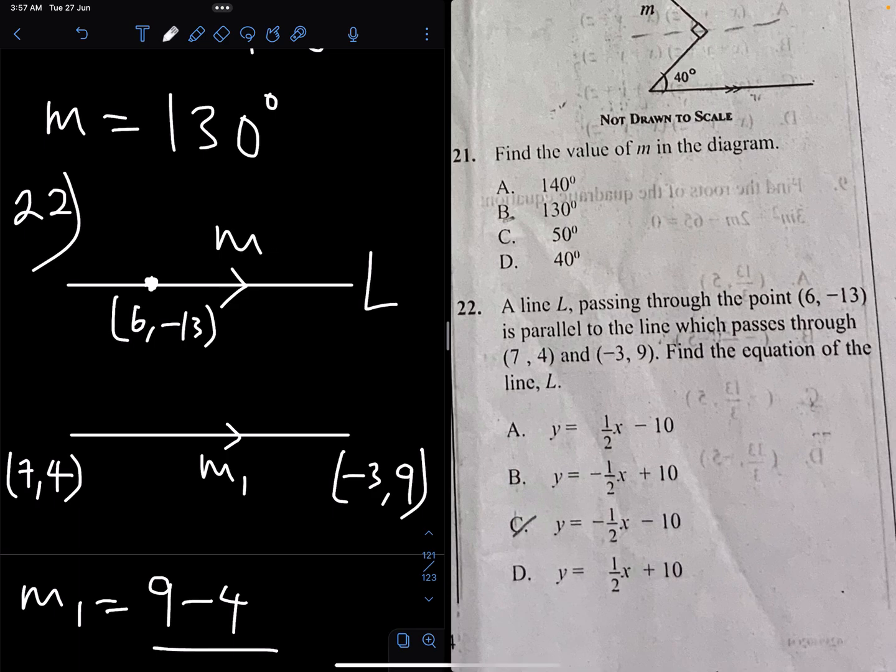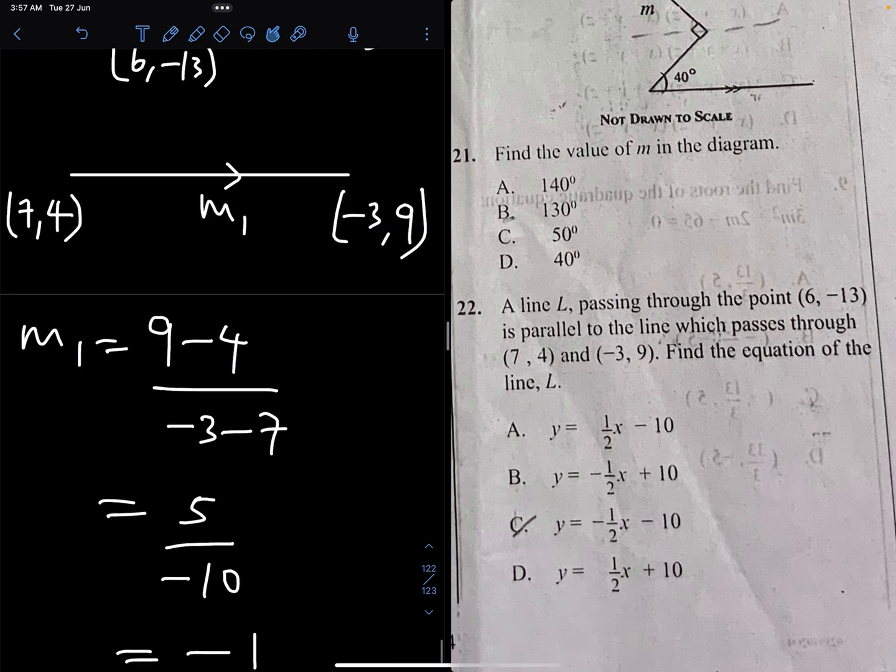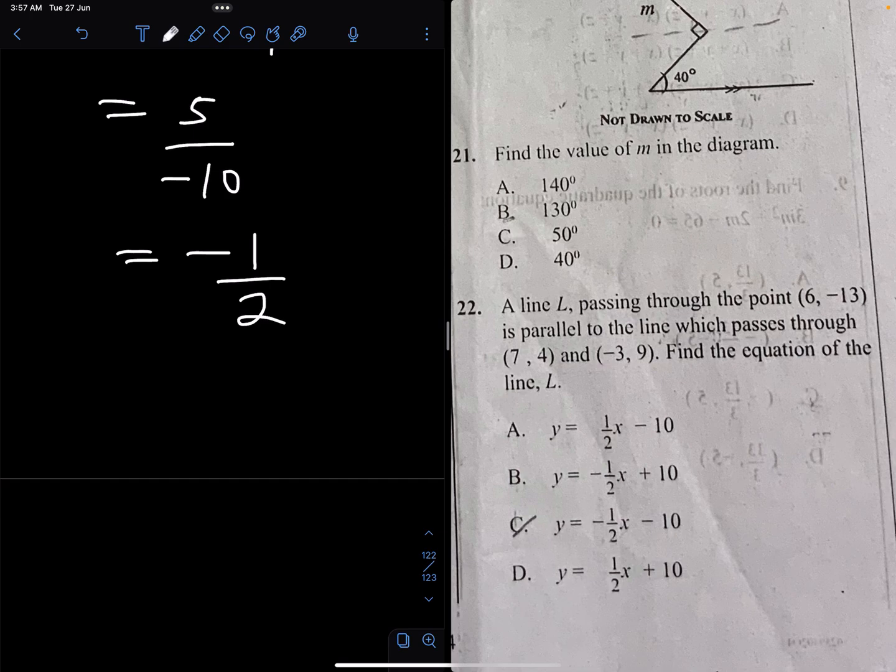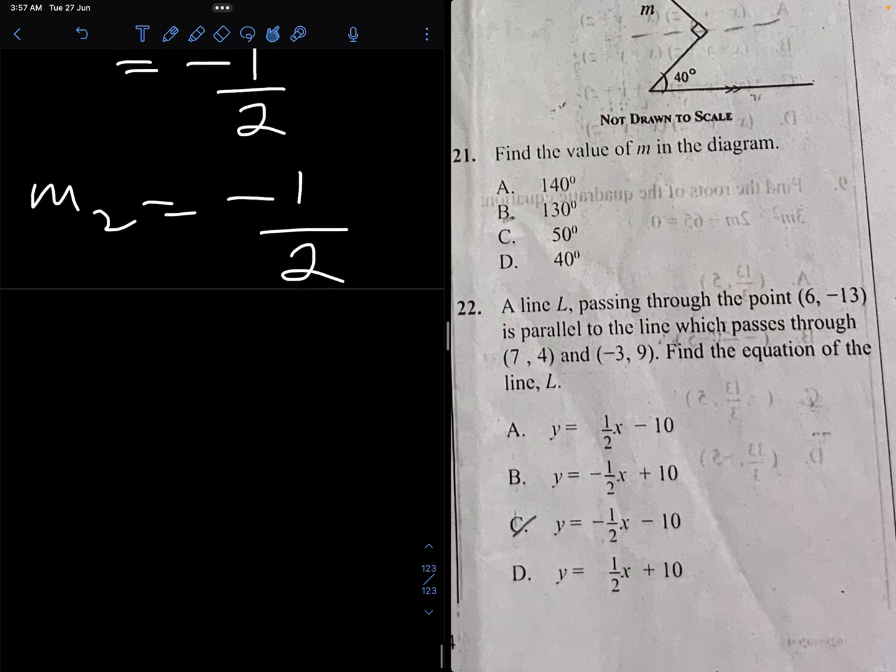Now we know that if two lines are parallel, let the gradient of line L be M2. If two lines are parallel, their gradients are equal. So that simply means M2 is also equal to minus 1 over 2. M1 equals M2. So if M1 is minus 1 over 2, M2 is therefore also minus 1 over 2.